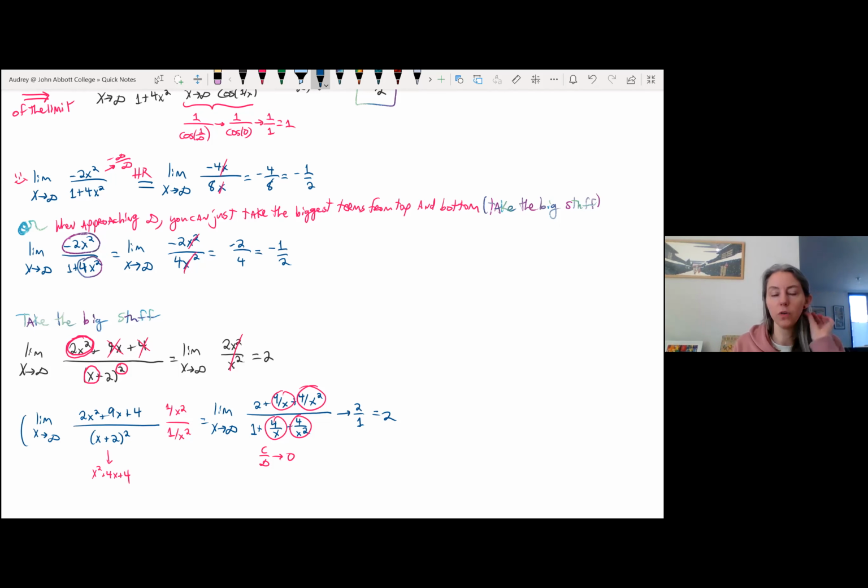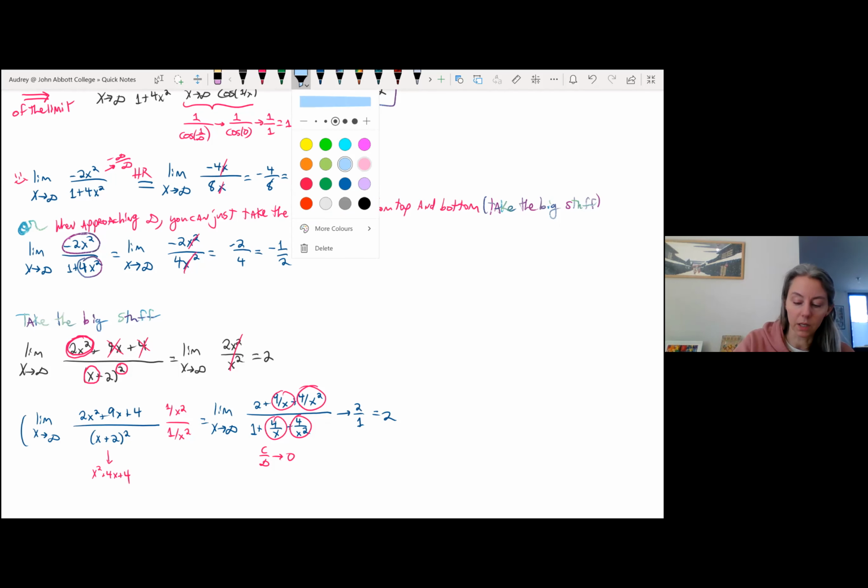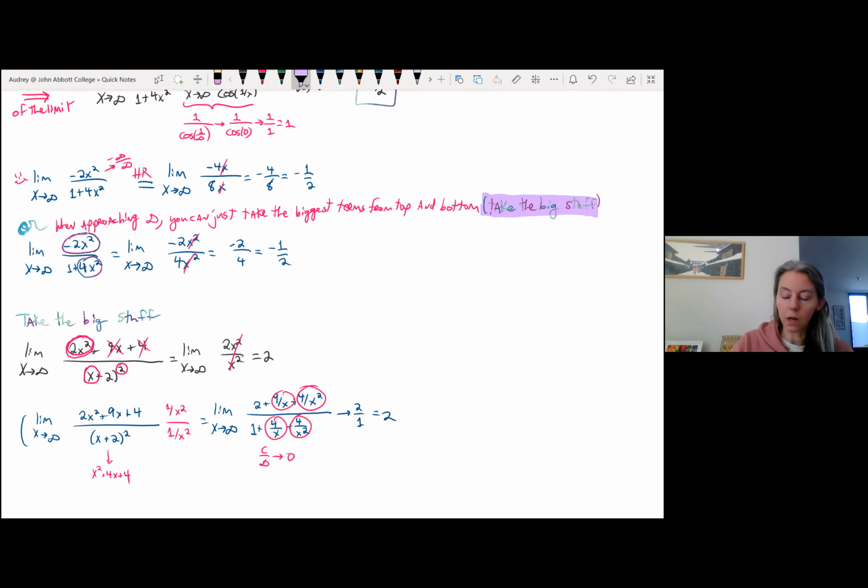So when we have rational functions like this, we can just take the big stuff. Everything else is infinitely smaller. Okay, so that is it for this video. Next, we're going to look at how we can use L'Hopital's rule on all of those other indeterminate forms that we saw.